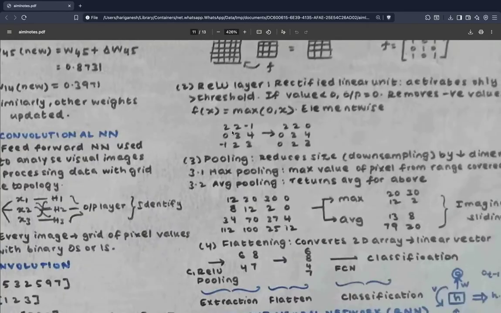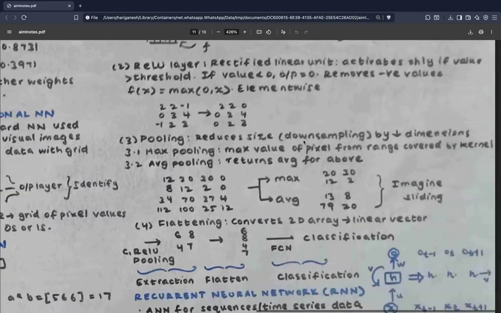So element wise, it does that. So 2 comma 2 comma minus 1 is converted to 2 comma 2 comma 0. Everything else remains the same. Minus 1 is converted to 0. The rest of the values stay the same. So ReLU does that, removes negative values.